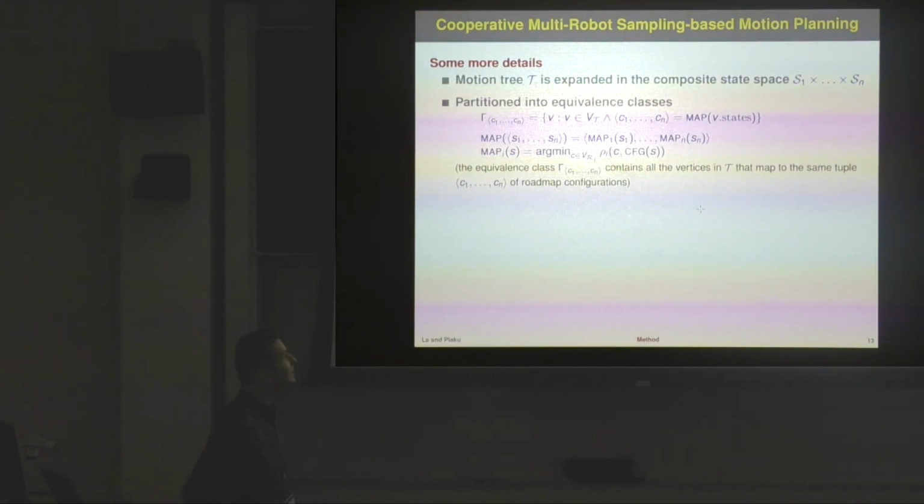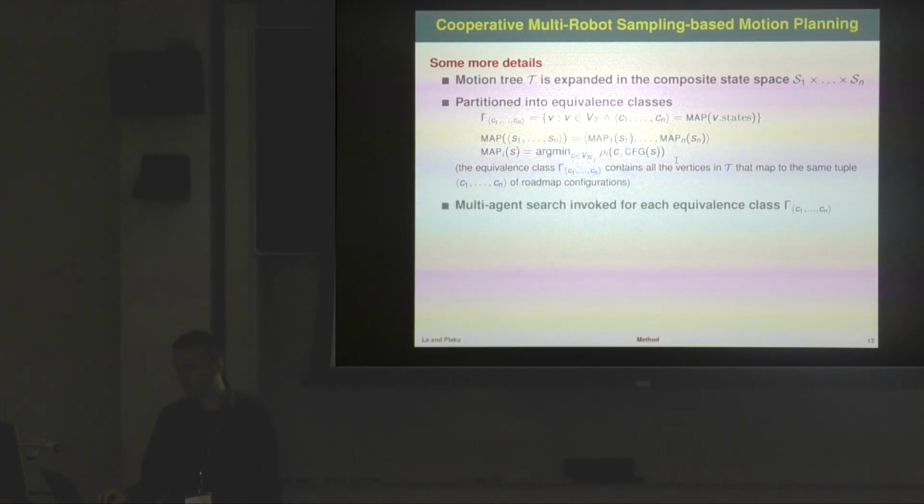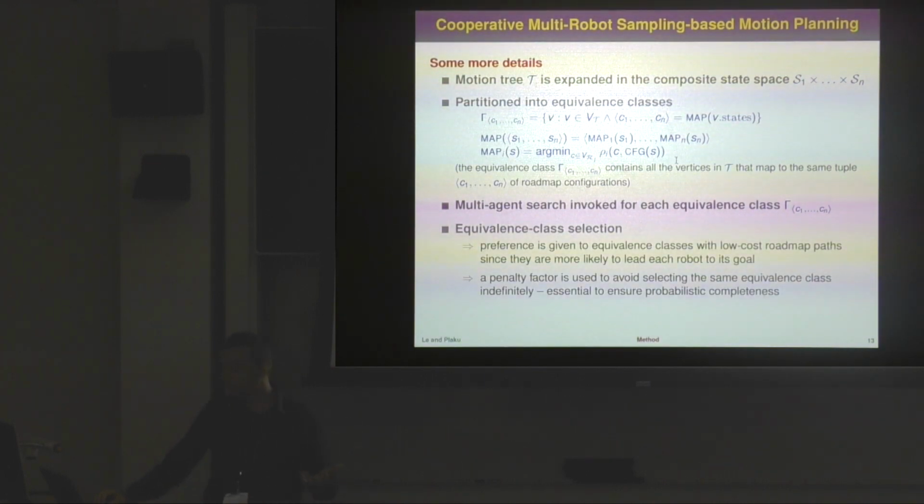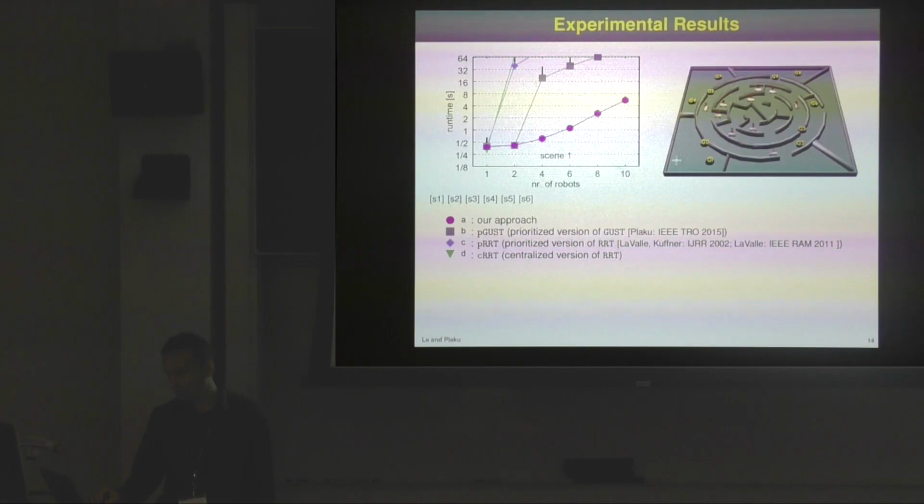There are some more technical details to make this work correctly and to make it work efficiently. One key component, as I said, is the partition of the motion tree into equivalence classes. And the idea there is to group together all the vertices that share the same discrete information that map to the same set of roadmap configurations. And you invoke multi-agent search from each equivalence class. And then preference is given to equivalence classes associated with low-cost roadmap paths, because those are more likely to expand and reach the goal configuration.